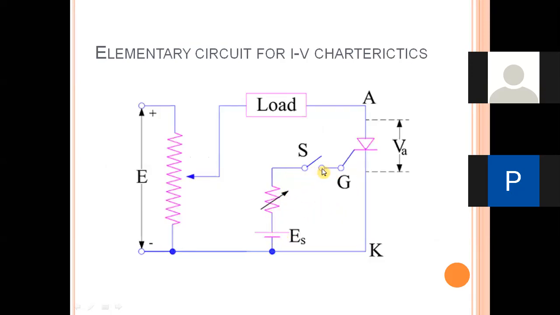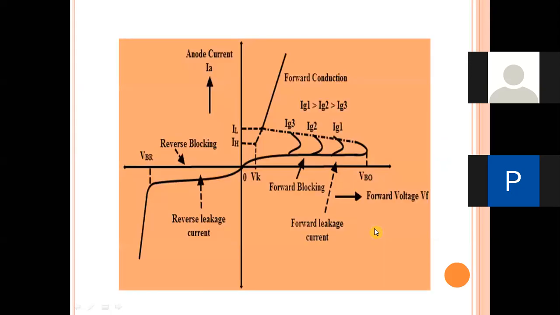A small amount of gate current is going to be injected onto the gate terminal. Whenever a gate current is injected onto the gate terminal, then the P layer becomes more positive than the N layer. So the junction J2 is going to be forward biased. So that characteristics can be observed here. Ig1, Ig2, Ig3 are going to be the different magnitudes of gate current.